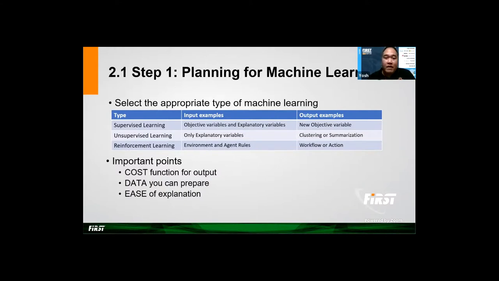At first, we decide the type of machine learning. In general, there are three types that we know well: supervised learning, unsupervised learning, and reinforcement learning. There are three important points. First, define a cost function for machine learning. Of course, a status that cannot be judged by a human being cannot be judged by a machine either. Secondly, what is the data you can prepare for the learning? You must prepare the data you refer to in the operation and discriminate the types of the data. That is explained on the next slide.